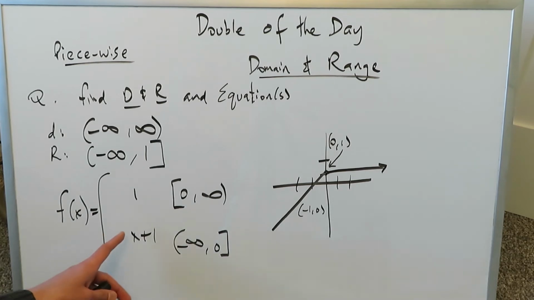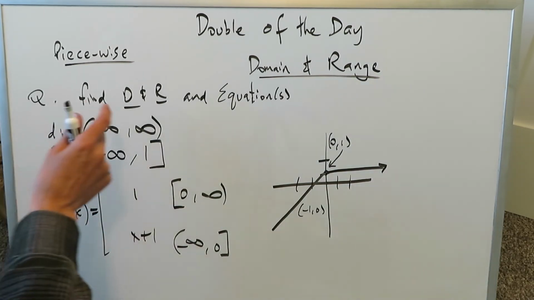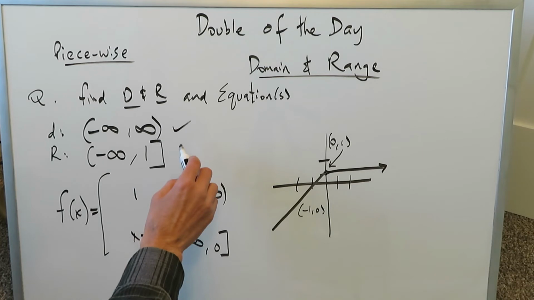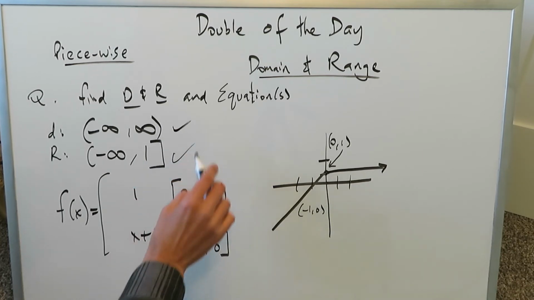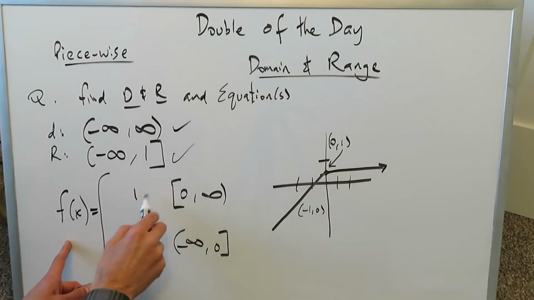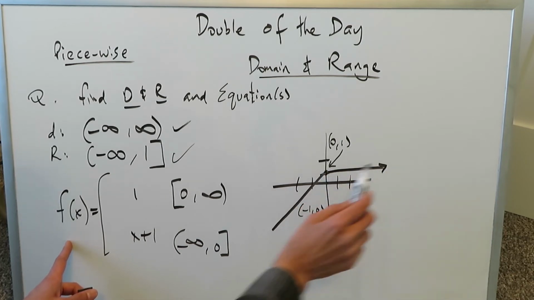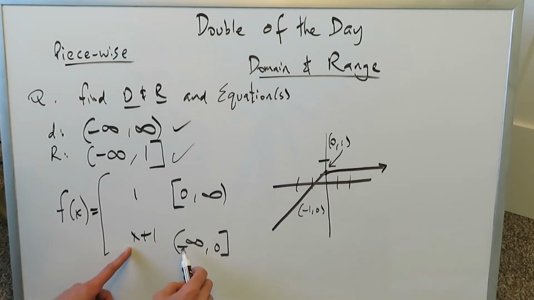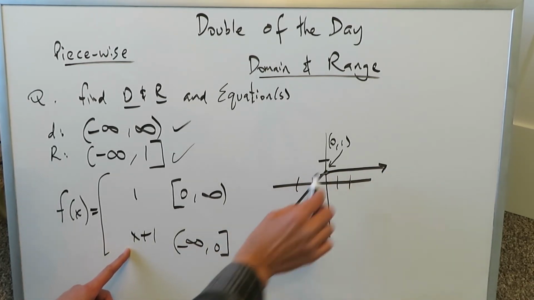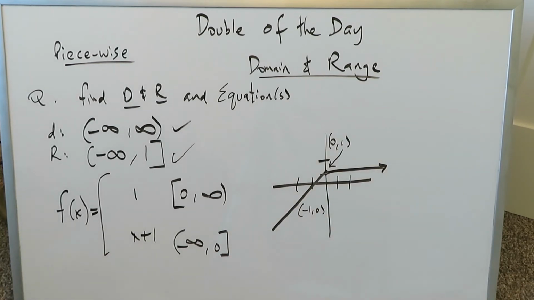And this example over here has been completed. This test question is good. The domain is minus infinity to infinity, range is minus infinity to 1, the stepwise function is 1 if you're looking from 0 up to infinity, and it's x plus 1 when you're looking from minus infinity up to 0 and including 0. And we're done with this question.